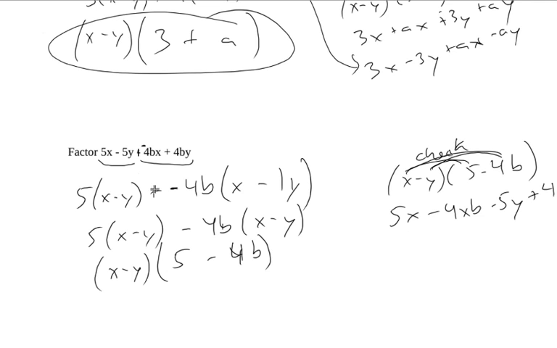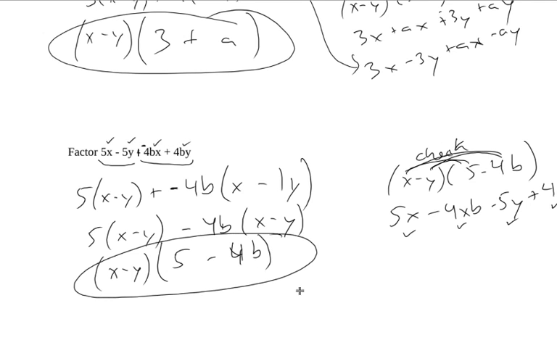And it looks like we have the 5x, that's this term right here. We have the negative 5y, that's this term right here. We have the negative 4bx, that's this term right here. And we have the 4by, which is this term right here. So this, I am confident, is actually the factored form.